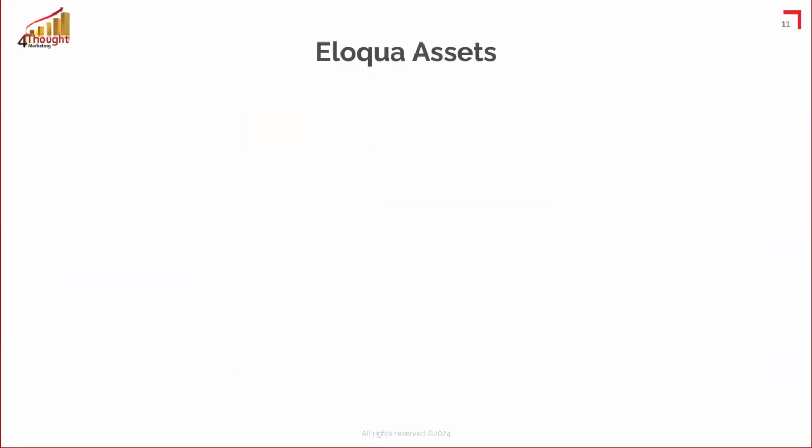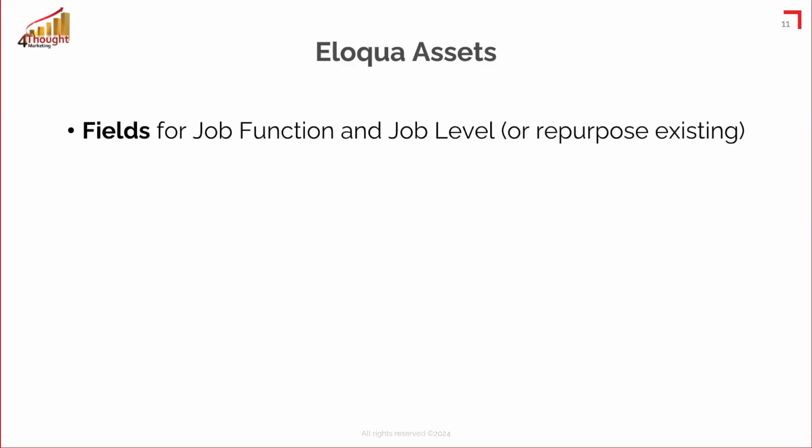Next, let's talk about the Eloqua assets that you will need to build this out in Eloqua. First of all is fields for job function and job level, if you don't have them already. And especially if you plan to use a multi-select field for either of these, you'll probably need to set up a new field in Eloqua and specify that you want it to be multi-select. And I'll talk more in a bit about how you can automate the update rules to take multi-select into account.